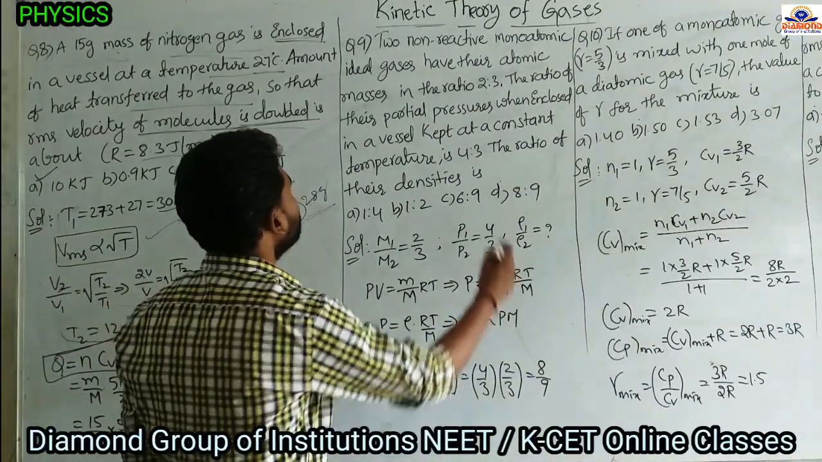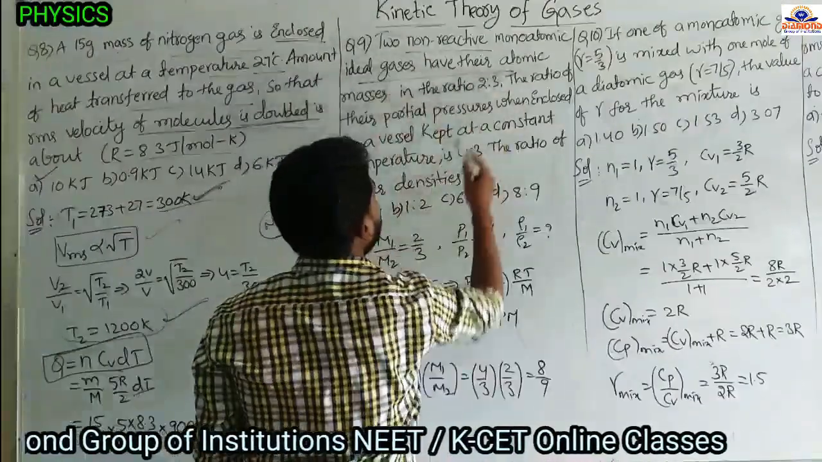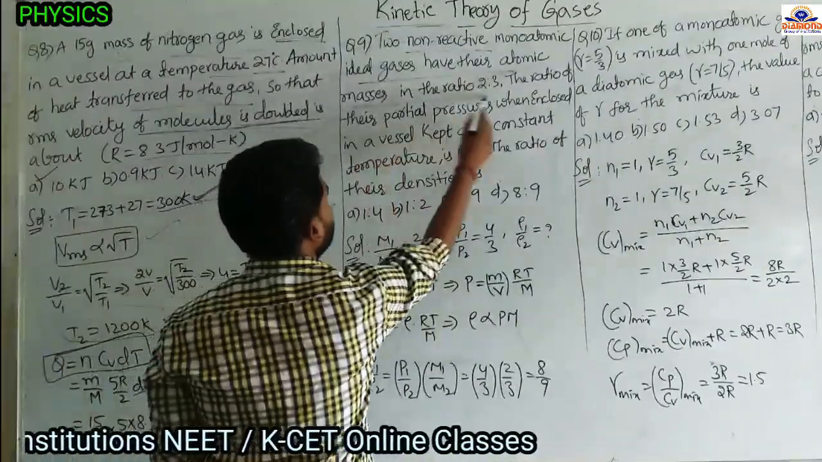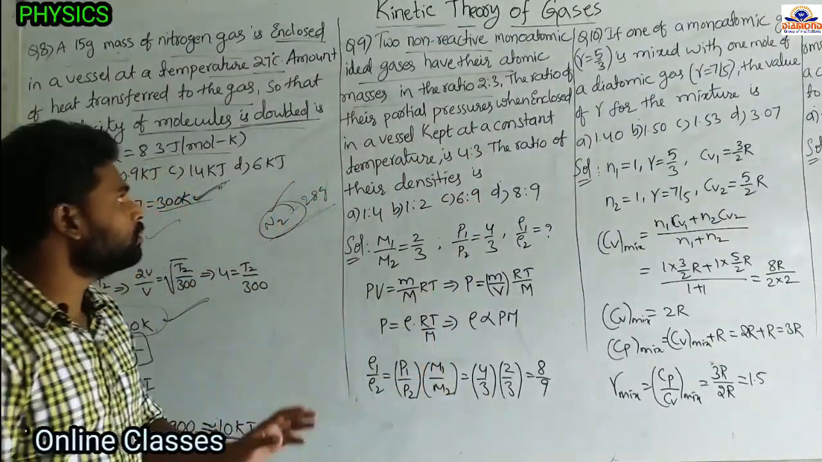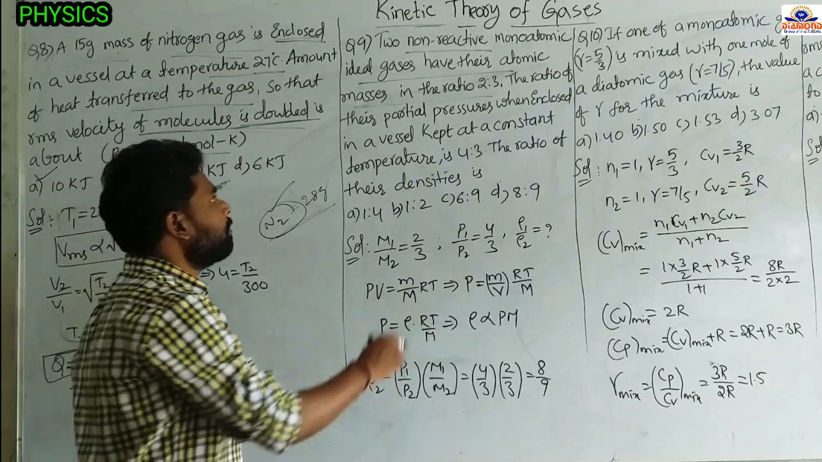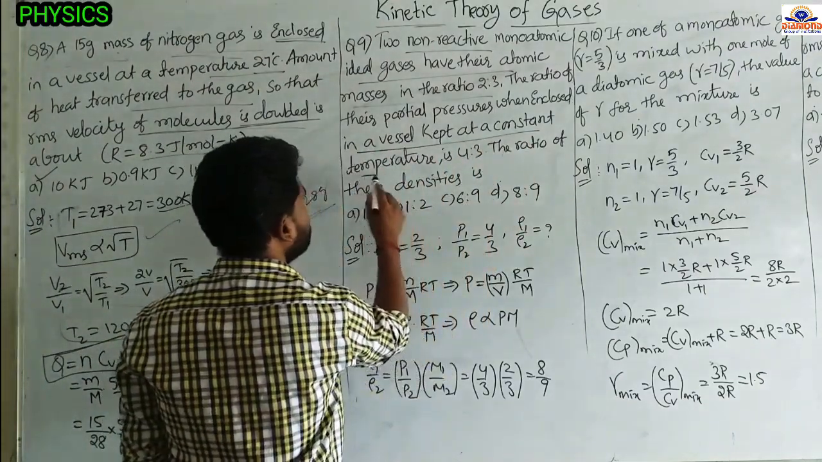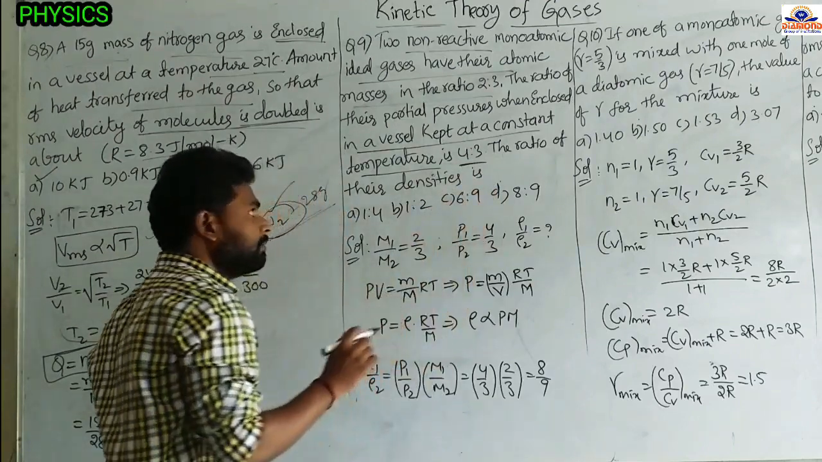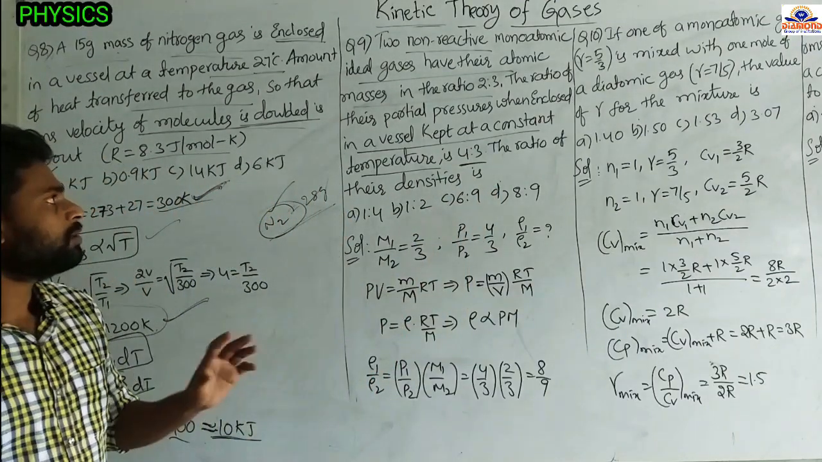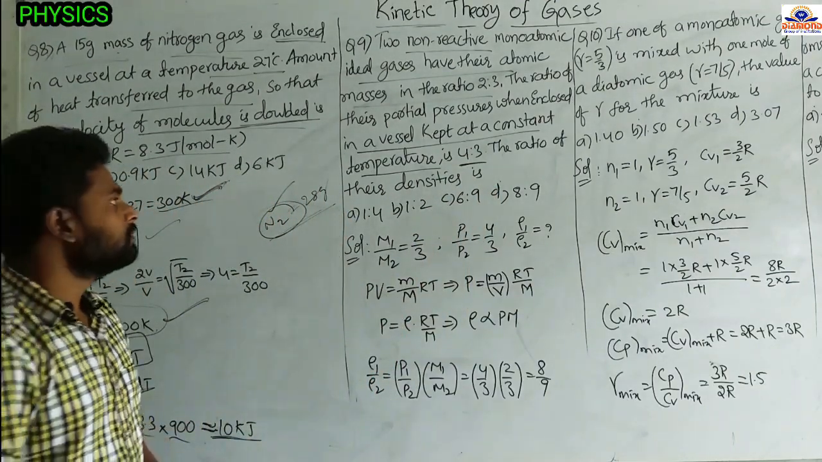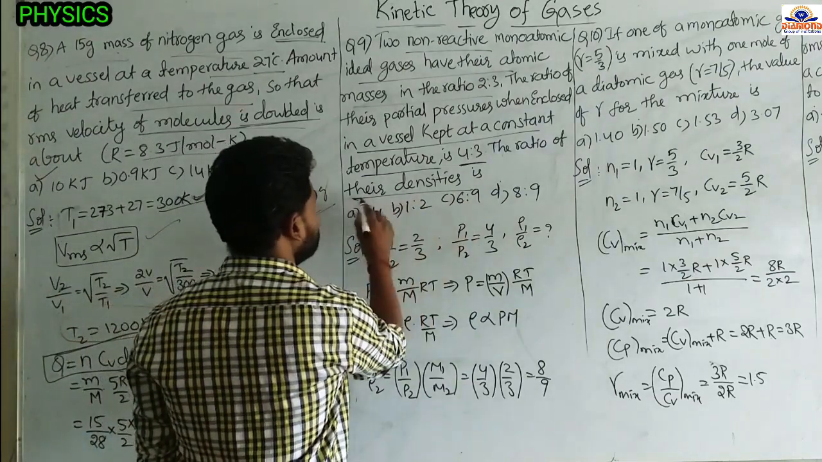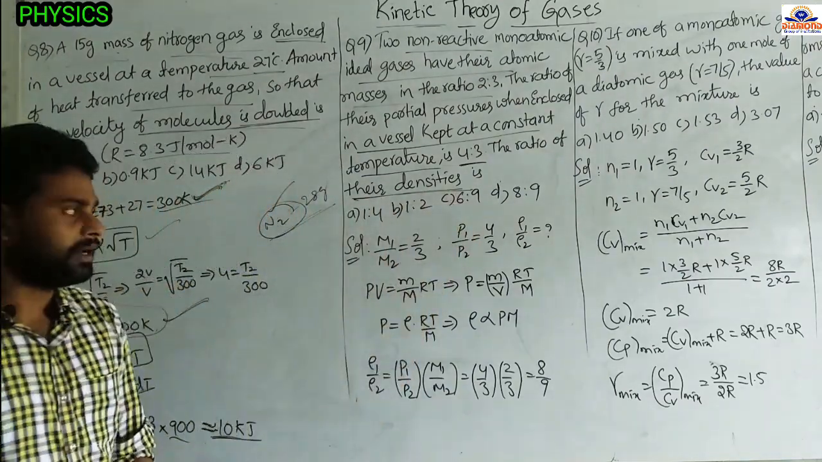Two non-reactive monoatomic ideal gases have their atomic masses in the ratio 2:3. The ratio of their partial pressures when enclosed in a vessel kept at a constant temperature is 4:3. That means the ratio of pressures is 4:3. The ratio of the densities is, we have to find the ratio of densities.